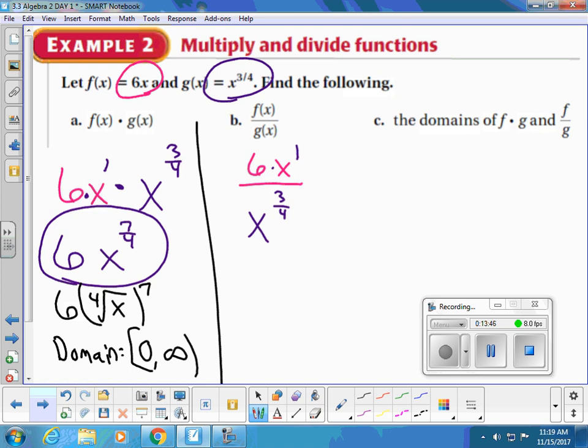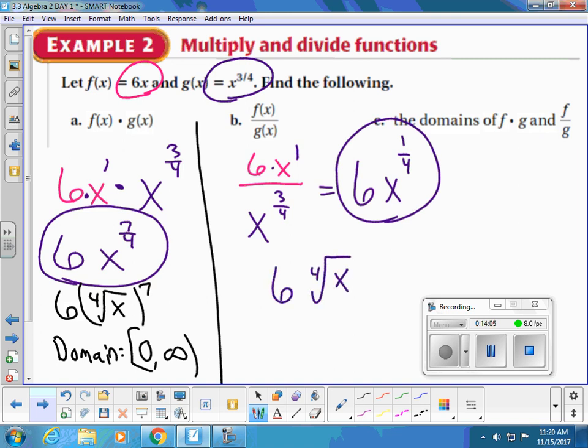You guys are my best singing class. Bigger minus smaller, put the answer where the bigger live. So 1 minus 3/4. Can you do 1 minus 3/4 in your head? 1/4. And that answer would go in the numerator because that's where the bigger one had been. That's your answer. As a radical, it'd be 6 times the 4th root of x. And that means our domain is the same exact thing. 0 through infinity.